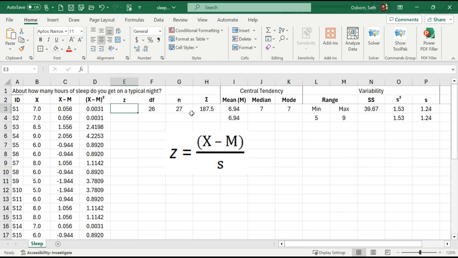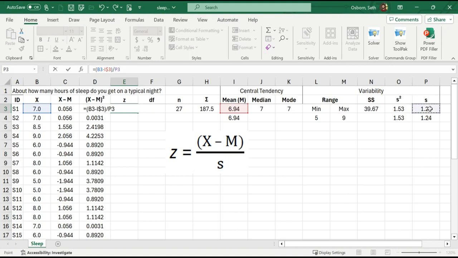Okay, so we can get a z-score for each value of x by saying this is equal to, open parentheses, select your value of x, subtract. Here's our mean, and I'm just going to go ahead and lock that into place so that whenever I copy the formula, it will keep using this value as the mean, close parentheses, divided by the standard deviation right here. And again, I'm just going to lock that into place with a $ sign in front of the 3.